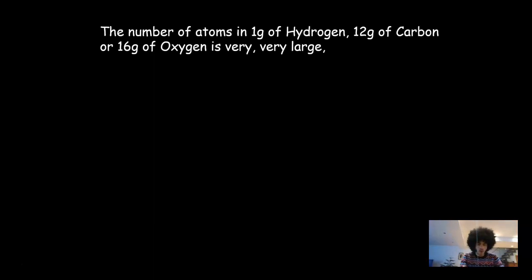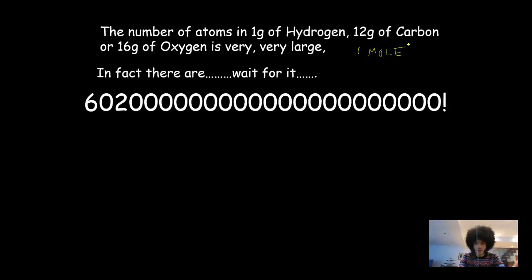Okay, so the number of atoms in 1 gram of hydrogen, 12 grams of carbon, and 16 grams of oxygen is very, very large. Remember, all these values are for 1 mole. Okay, so the number is huge. In fact, there is this many. Okay, so it's an absolutely humongous number. It's absolutely huge. Now, we don't often use this number in this form because it's quite difficult to use.